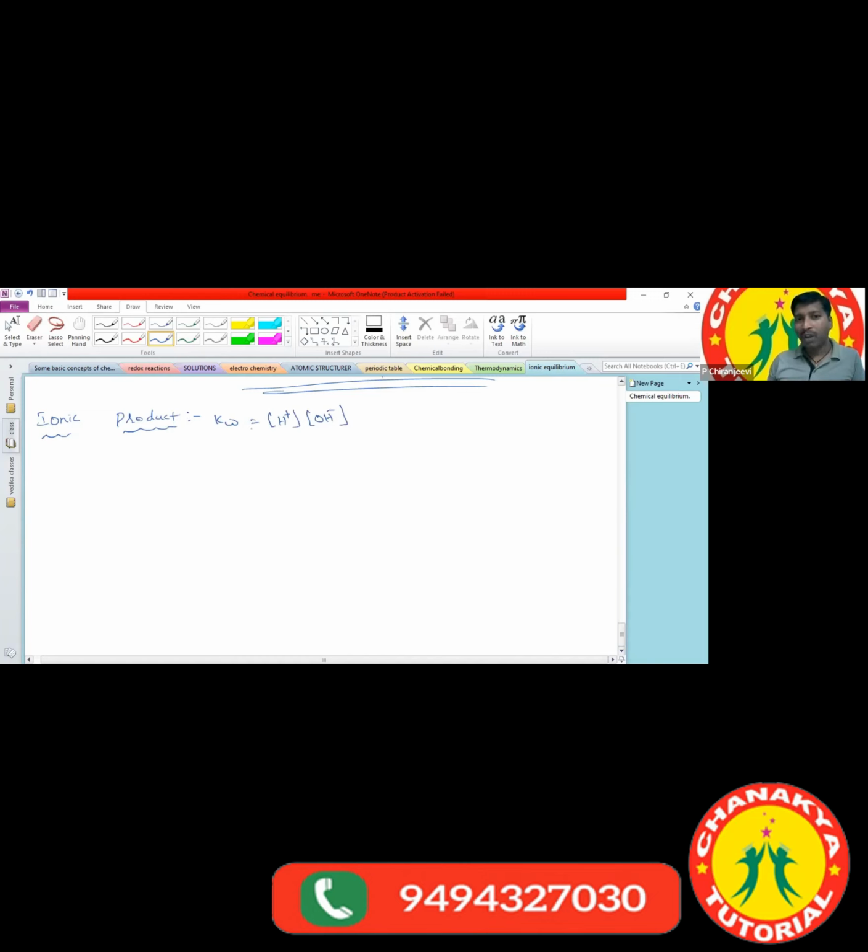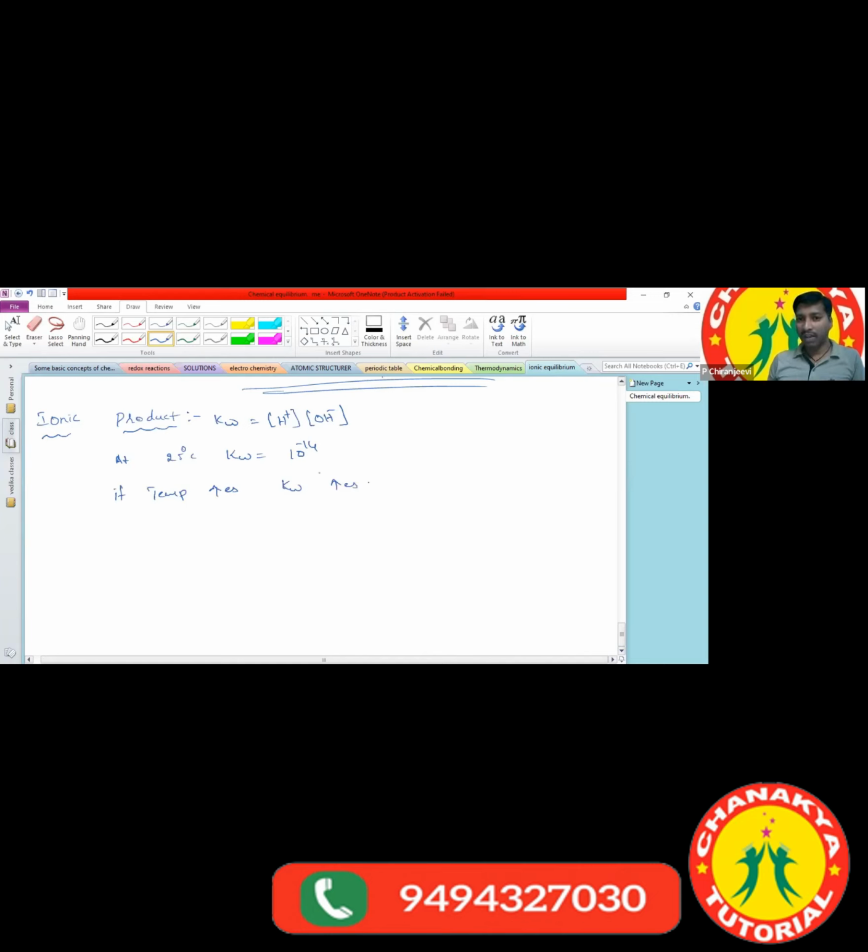So what is meant by the ionic product? It is the product of the molar concentration of the H plus ion and the molar concentration of the OH minus ions. At 25 degrees centigrade, Kw is equal to 10 power minus 14. If the temperature increases, the Kw value increases, so the ionic product value also increases.